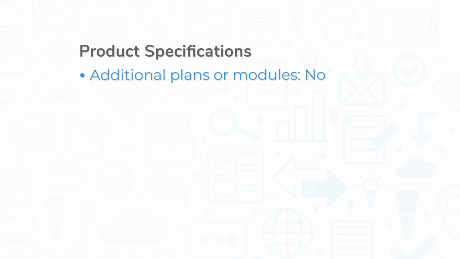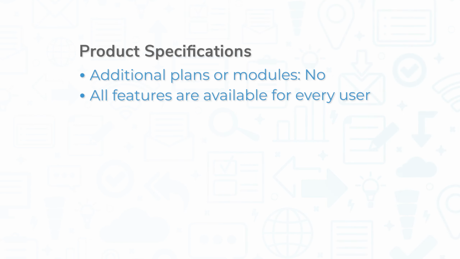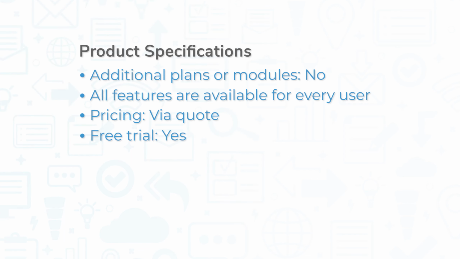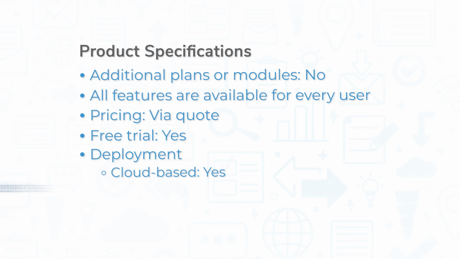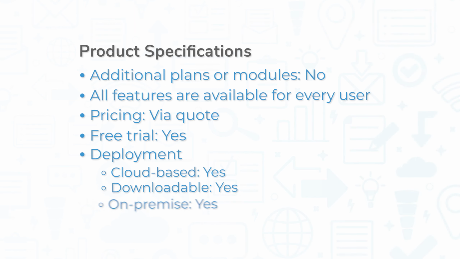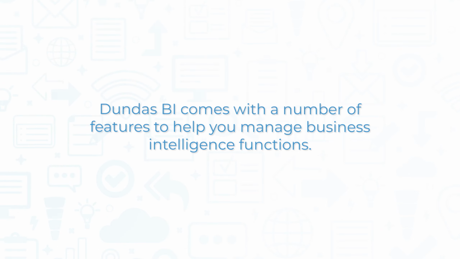Dundas BI does not have additional plans or modules. All features are available for every user. Pricing is determined via a quote from their website, but there is a free trial available. Dundas BI is available on all modern browsers, for download on Mac, Windows, and Linux, and on-premise for both Windows and Linux. Dundas BI comes with a number of features to help you manage business intelligence functions.